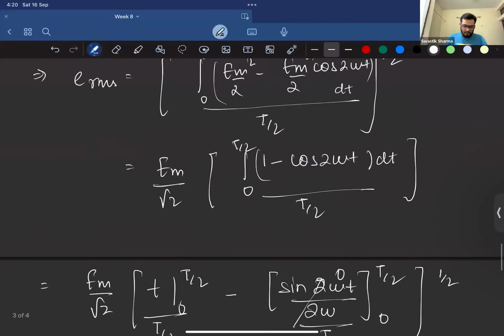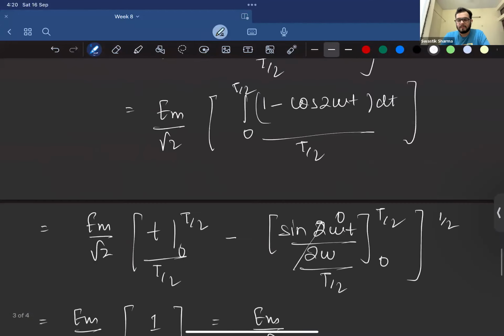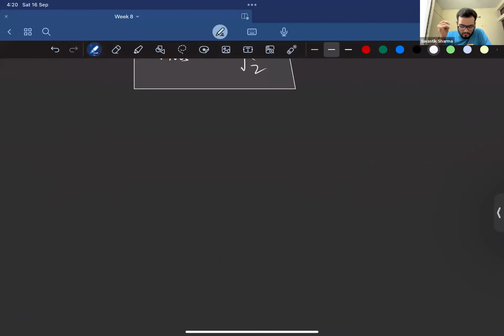So that's how we calculate the value of RMS voltage for the EMF. So these are two main interesting values that we require to solve the single phase AC circuits. And now let's quickly see some more.